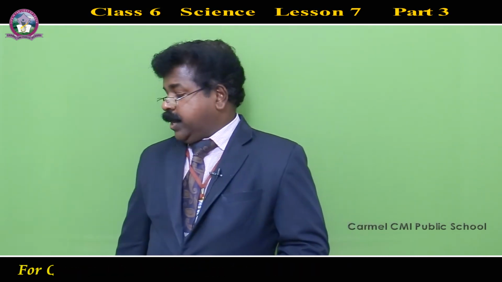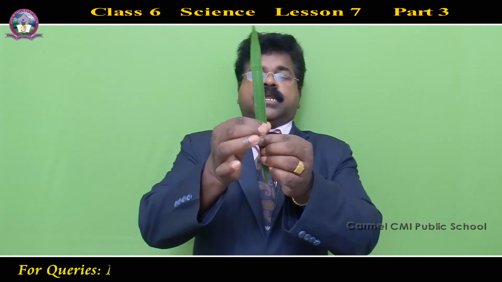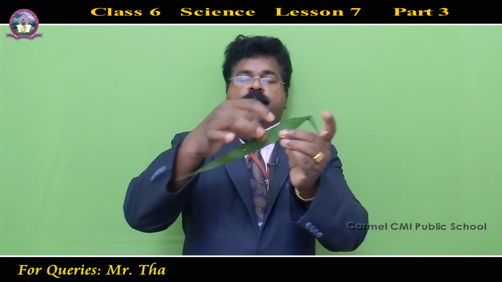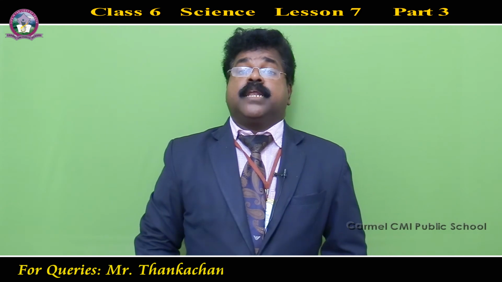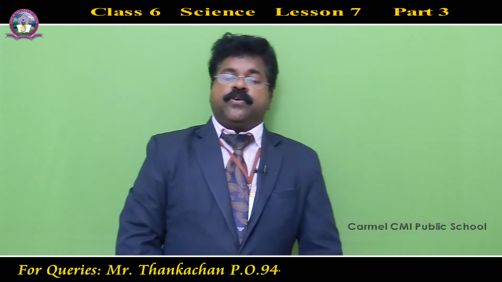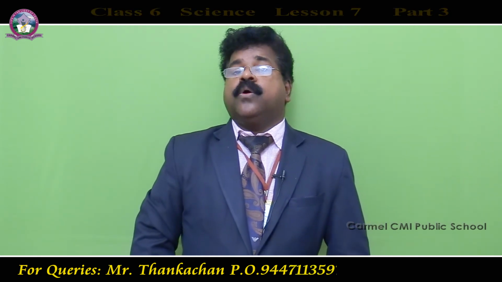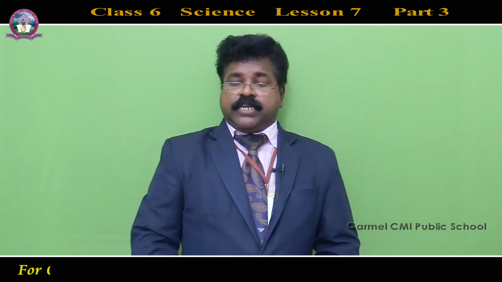The next word is parallel venation, which I have already shown you. The veins are arranged parallelly. If all the veins are arranged in a parallel manner, one above the other, then it is known as parallel venation. Venation means the arrangement of veins. The spelling of venation is V-E-N-A-T-I-O-N, parallel venation.